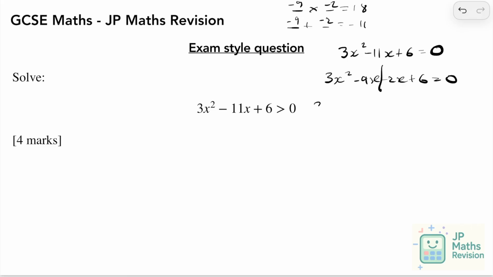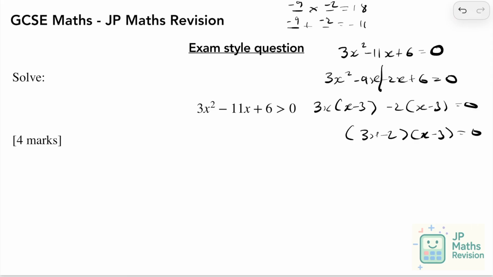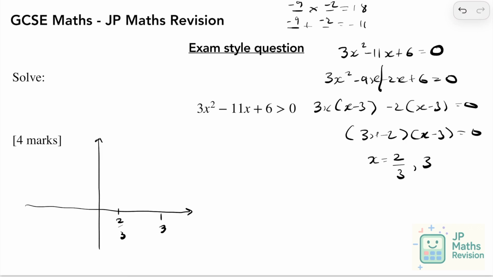Split it down the middle, so I have 3x, x minus 3, minus 2, x minus 3. So then factorising, we have 3x minus 2 and x minus 3 equals 0. And my critical values are 2/3 and 3. So now I'm going to draw out the graph of this function. So my roots are 2/3 and 3. And it's going to be a U shape.